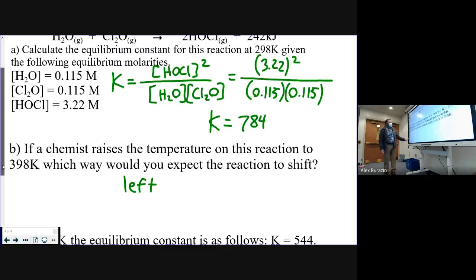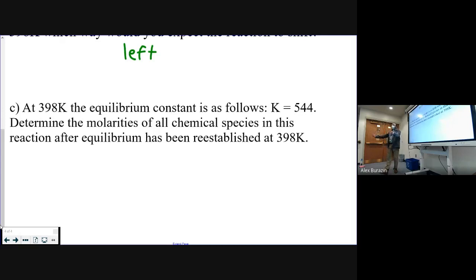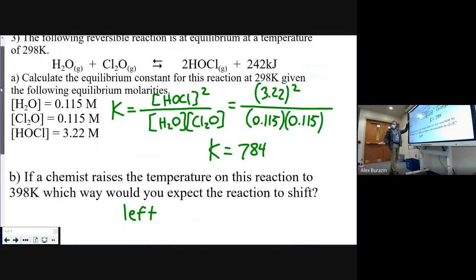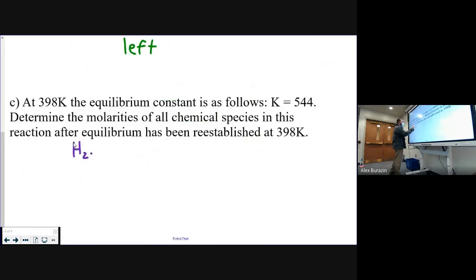In part C, it says, okay, we have now increased the temp to 398. What are the values of the molarities going to be at the new equilibrium, once it reestablishes equilibrium at this different temperature? What we need to do is set up an ICE table and use these values as the initial and solve for new values at the different equilibrium. I have my reaction. I want to rewrite that. So I have H2O plus Cl2O giving me 2 HOCl. We'll make an ICE table.